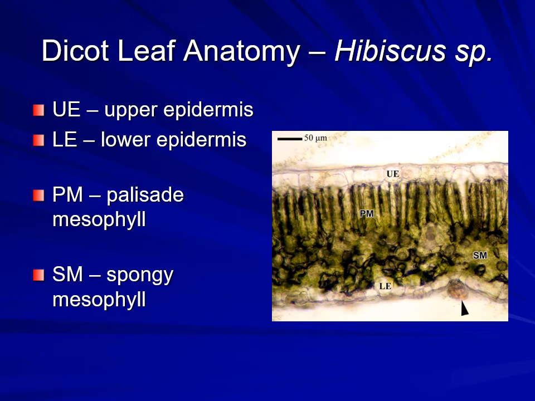Instead of looking at diagrams, let's look at some cross sections. So this is a dicot leaf. The UE is the upper epidermis. There's actually a thin cuticle above it. And here you see the palisade cells. And then below that is the spongy mesophyll.